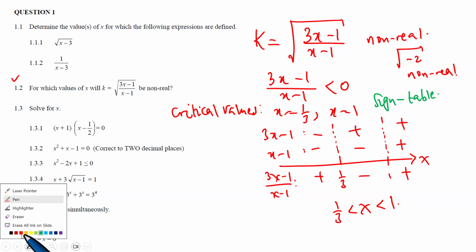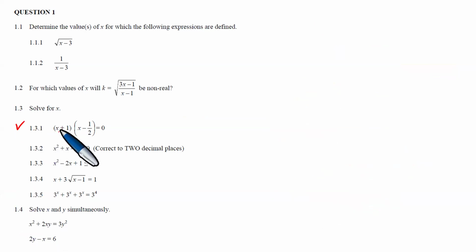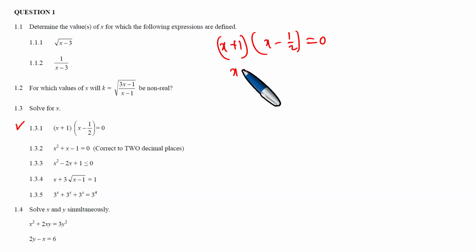Okay, the next one is 1.3. Solve for x given this one: x plus 1, x minus 1/2 equals 0. What do you think of this one, Tando? Right, let's look at this one. Yes, too easy. x is equal to -1 or x is equal to 1/2. Well done. x equals -1 or x equals 1/2.